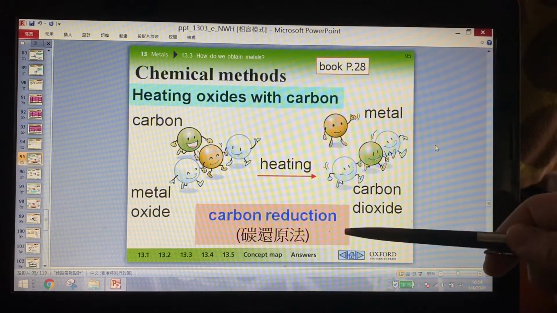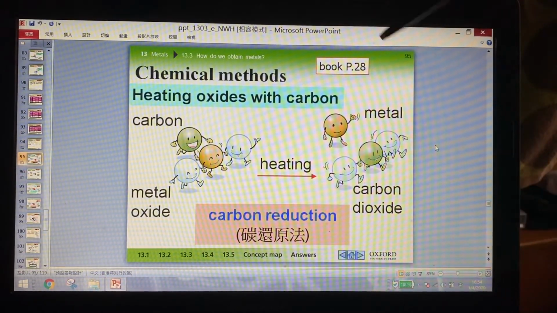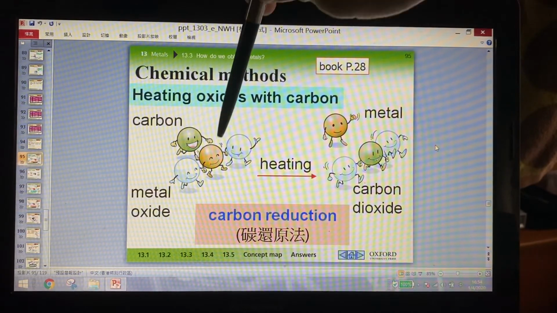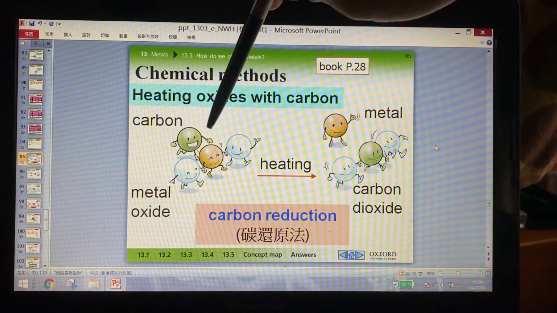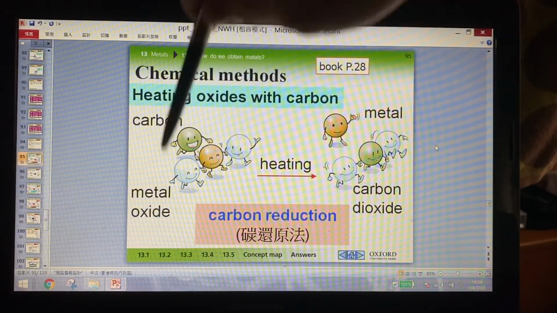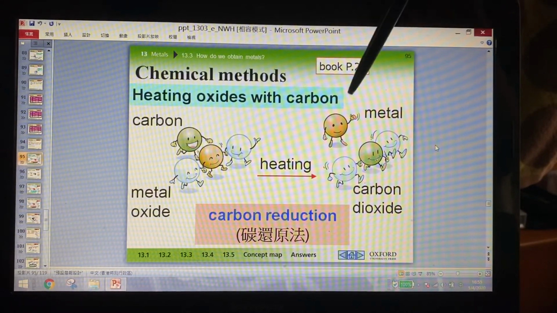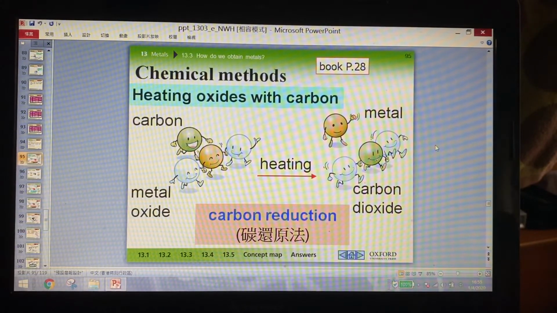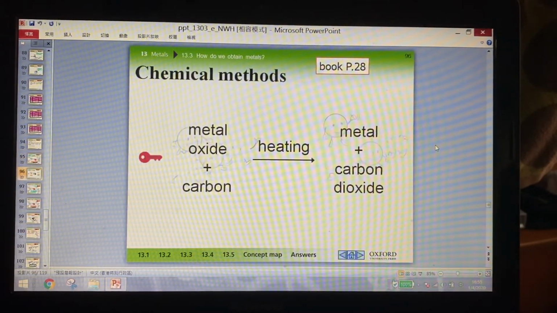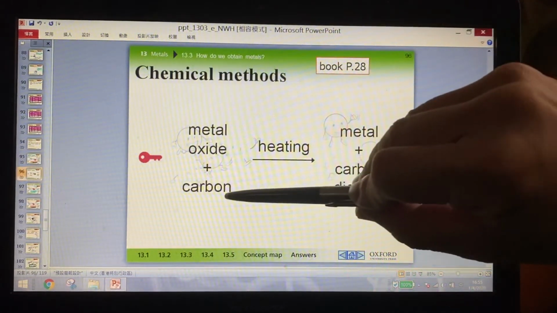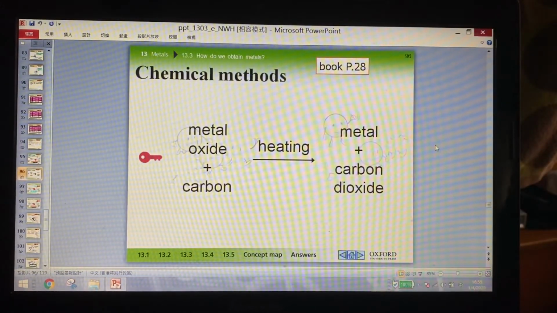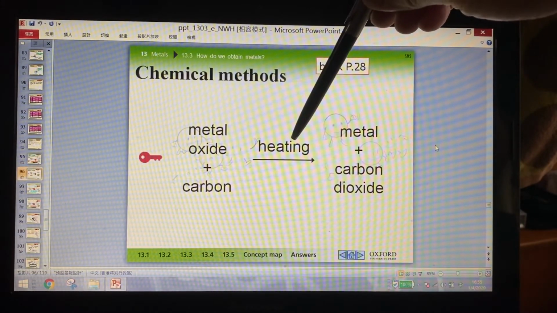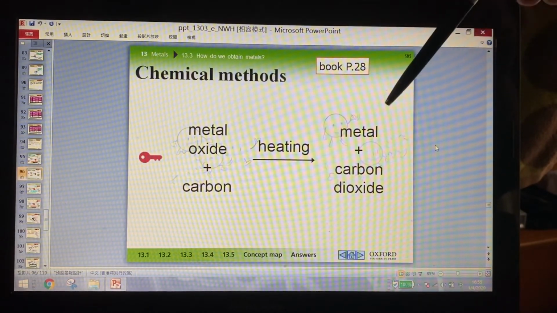So this is carbon reduction. We can extract the metal from metal oxide. So we mix metal oxide and carbon together and heat, and then we will have the metal and carbon dioxide. This is carbon reduction. So in our equation, we say the metal oxide and the carbon mixed together, after heating, will become metal and carbon dioxide.